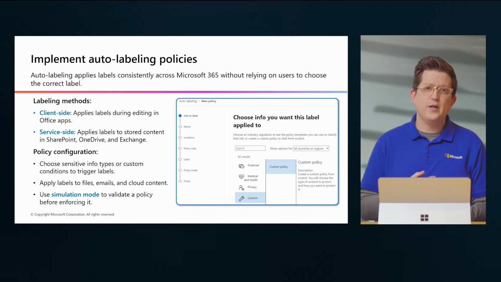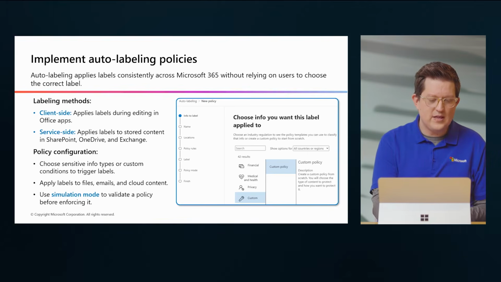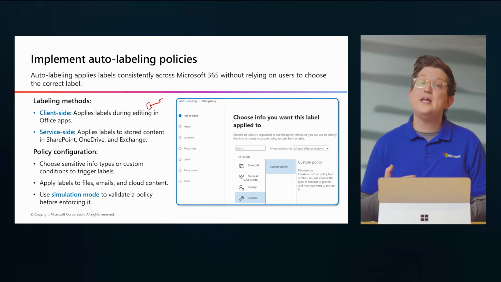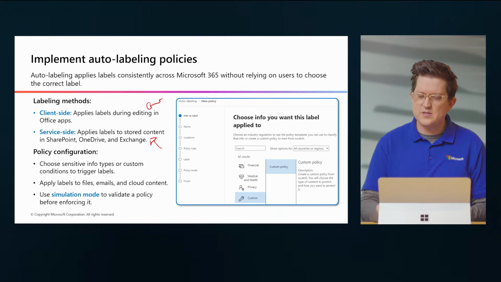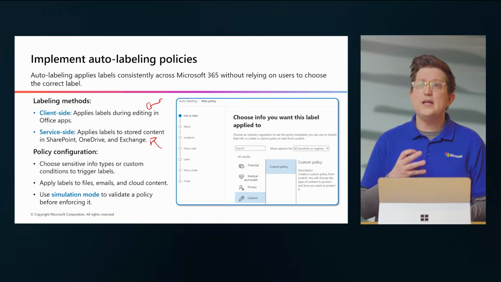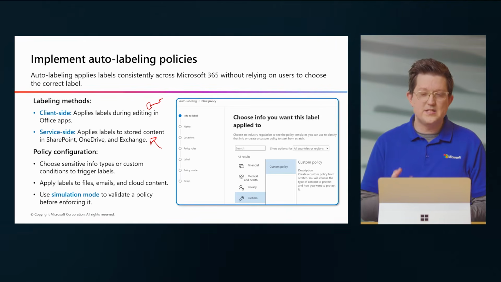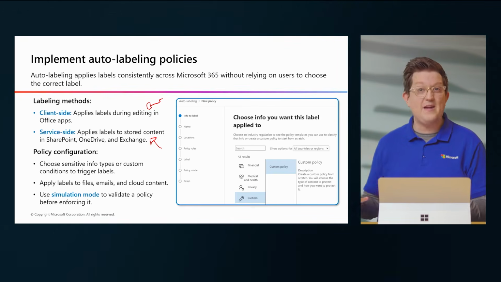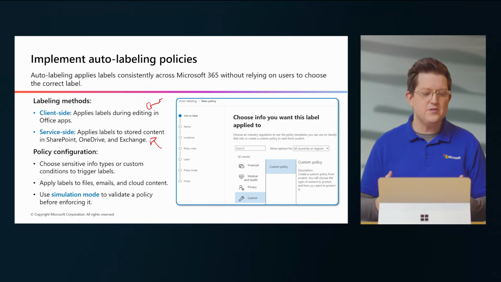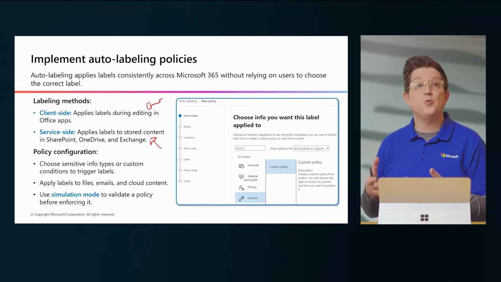If you wish to do an auto-label, there's two different approaches. We can either have a client-side auto-labeling, i.e. when someone is going through and editing a file, that's when the label gets applied as it gets checked, or at rest, we can scan data that is located in SharePoint, OneDrive, or Exchange. There's no wrong approach to this, but there is some important things you need to think about. As you define this, one of the extra pieces that you will need to really consider is the fact that you're going to need to have sensitive information types, essentially a pattern match or a classifier, that allows you to identify when something should be labeled automatically.